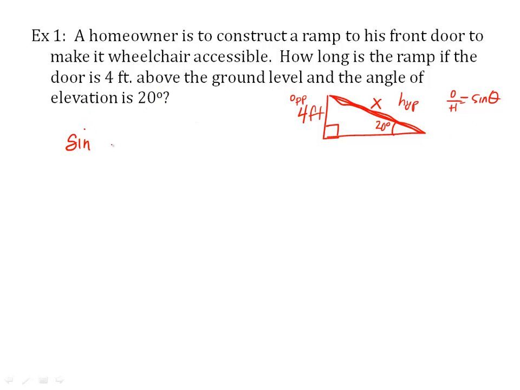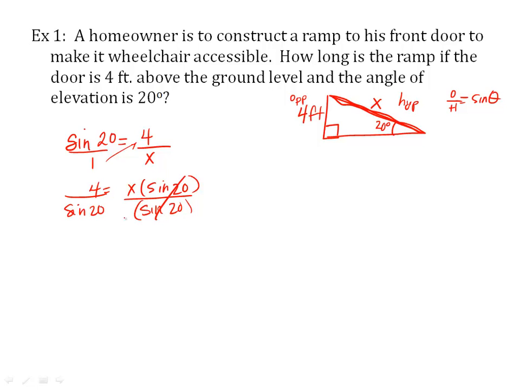So the sine of theta, and theta is 20, equals the opposite side, 4, over the hypotenuse. That's my unknown length, x. Now you have an equation you can solve. I'm just going to put that over 1 and cross multiply. So 4 equals x times the sine of 20. So I divide by the sine of 20. That cancels. And make sure when you put this in your calculator, you don't do 4 divided by 20. It's 4 divided by the sine of 20. Again, making sure your calculator is in degree mode. When I do that, I'm going to get 11.7 feet.